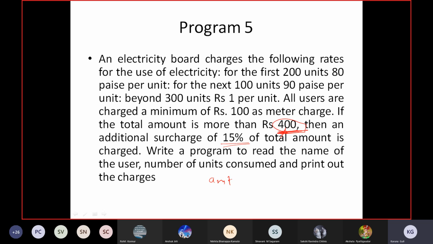Okay, whatever amount you have calculated, if it is greater than 400 rupees, then the total amount you have to pay is equal to the amount that you have calculated plus amount into 15%. Is it okay? Yes, ma'am. So this is what you have to pay. If it is lesser than that, then you'll be paying only the total amount as the amount itself. So no need of paying an extra amount there. Is it okay to everybody? Yes, ma'am. Right. So let's go ahead with the algorithm.